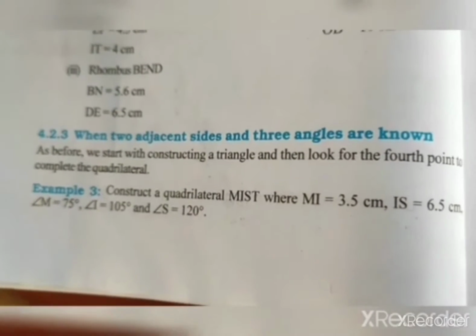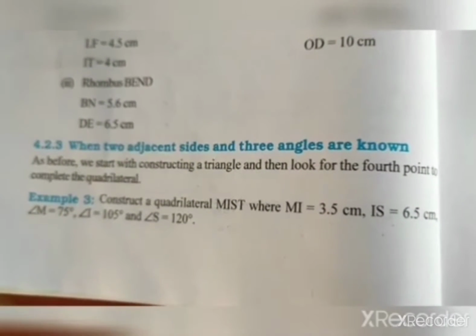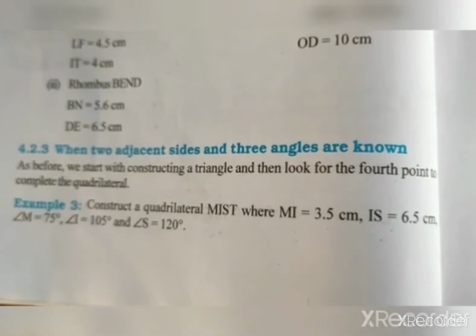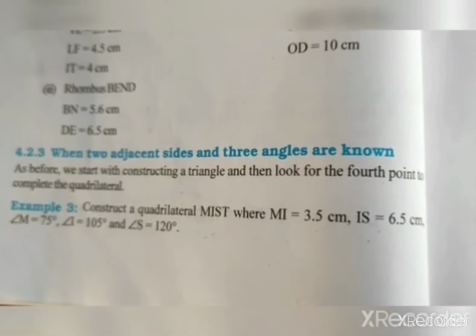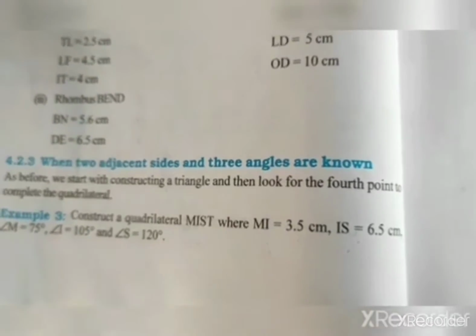Now see children, construct a quadrilateral. Rough idea I have given. MIST, where MI is 6.5 centimeter, angle M is 75 degree, angle I is this, and angle S is 120 degree. So now you can see here.